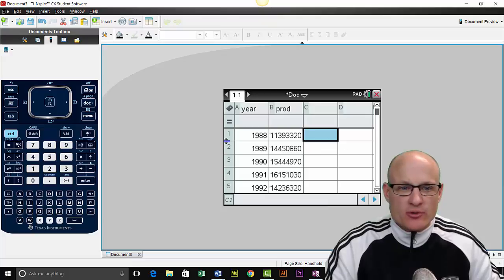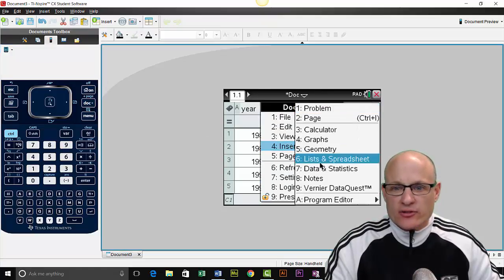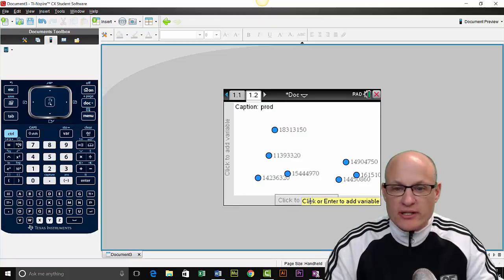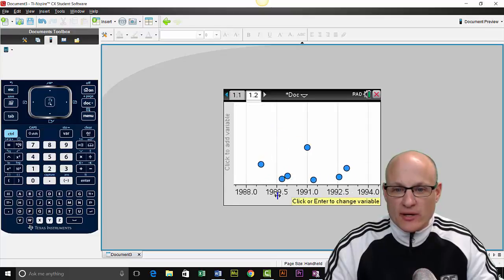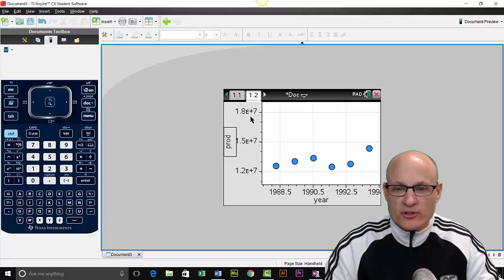So what we're going to do is go into doc, insert, data and statistics. And in this case, the year would be the independent variable. So we'll put year along the bottom. And then this is going to depend on it. So up here is production.